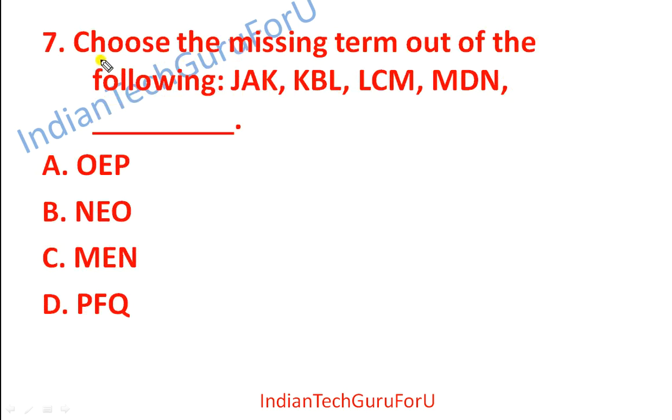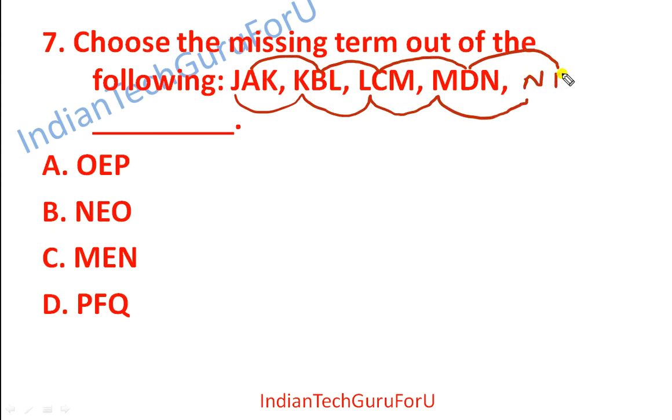Finally, let us see the simplest question. Choose the missing term out of the following. So a very simple series has been given. J, K, L, M, and then N will come. A, B, C, D, and next E must come. K, L, M, N, and O must be coming. So what is the answer? N, E, O.